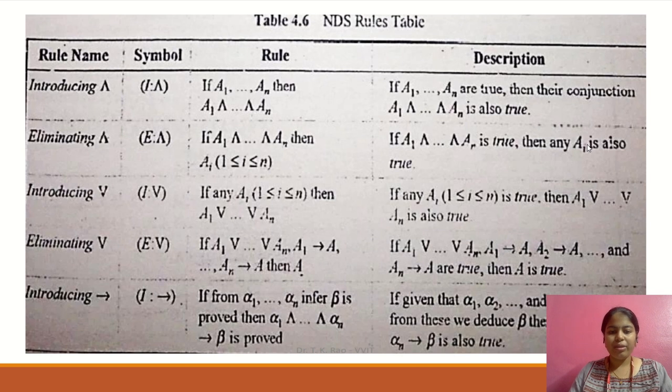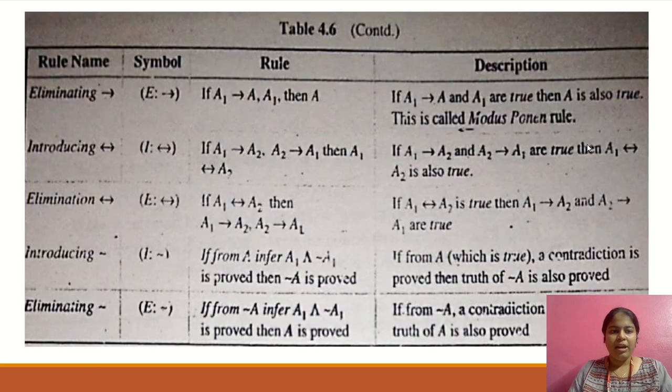That is, if alpha 1 and alpha 2 and so on up to alpha n are true and beta is true, then alpha 1 implies beta is true and alpha n implies beta is true. Therefore, alpha 1 and alpha 2 and alpha n, that is, this whole part is true, implies beta. Beta is also true, therefore, this is proved.